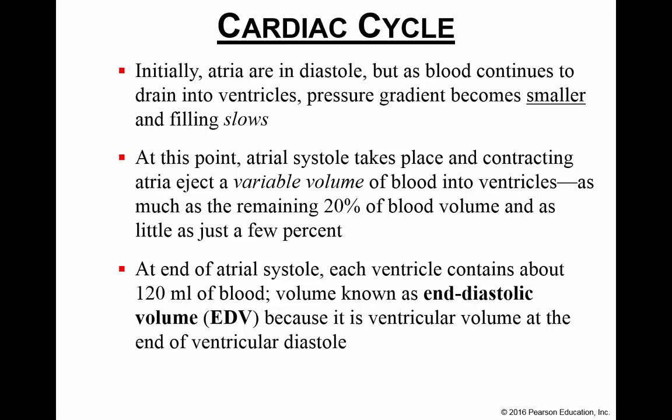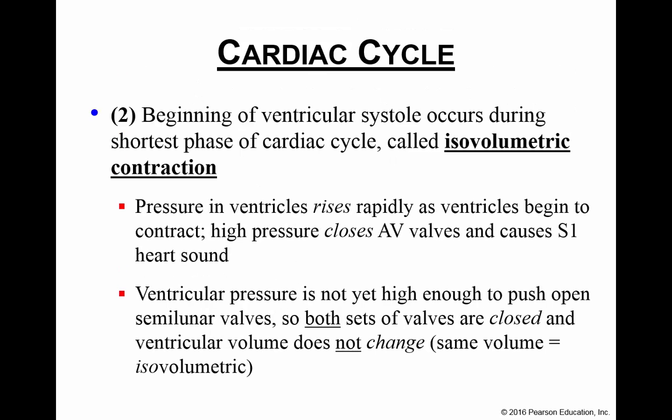volume. And at the end of systole in the atria, the ventricle has about 120 milliliters of blood, and we call that end diastolic volume because it's the volume of blood that's in the ventricle at the end of ventricular diastole. The ventricle's relaxed, the atria's put all this blood in there, and so at the end of the relaxation of the ventricles, we have end diastolic volume, which is 120 milliliters.